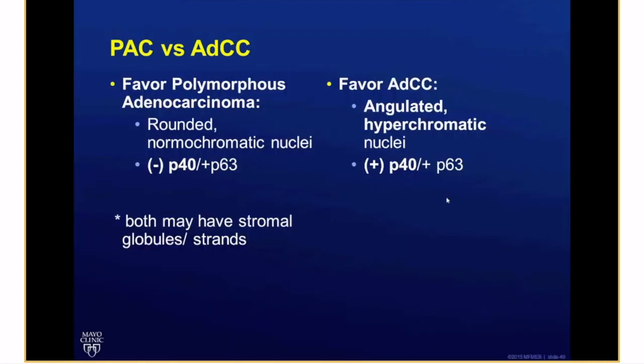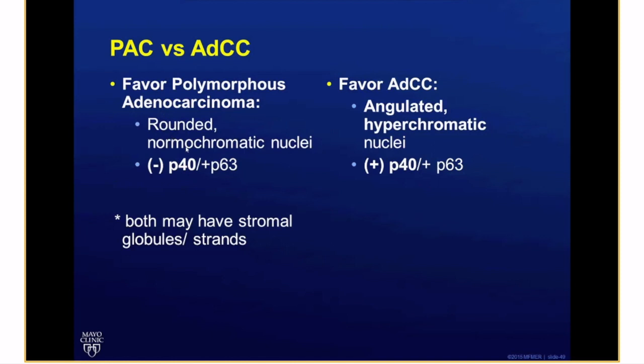And here are the stains, so you can do P40 and P63. If you have this discordant immunoprofile of negative P40 and positive P63, you can favor polymorphous adenocarcinoma over adenoid cystic carcinoma. And why is that? Because polymorphous adenocarcinoma does not have true myoepithelial cells. It has some staining for some of the myoepithelial markers, but this discordant immunoprofile is helpful to favor polymorphous adenocarcinoma.